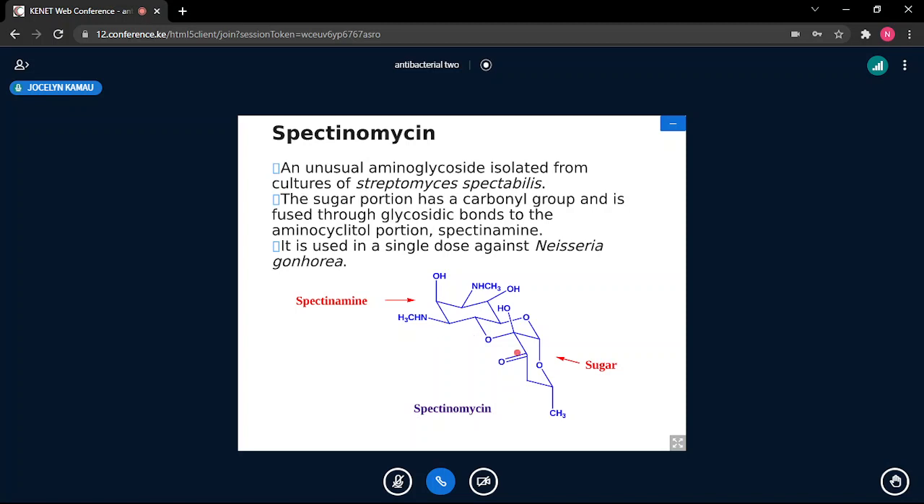Of course, also when we look at this drug, unlike all the others, it is the one with the least number of rings. It has only one, and of course, all of them have one aminocyclito, and all the others have a minimum of two. But spectinomycin, which was some time back very popular for syphilis as an injectable, has a structural difference where the two rings are fused to each other through glycosidic bonds, and it has one amino sugar, unlike the others which have 2 to 3 amino sugars.